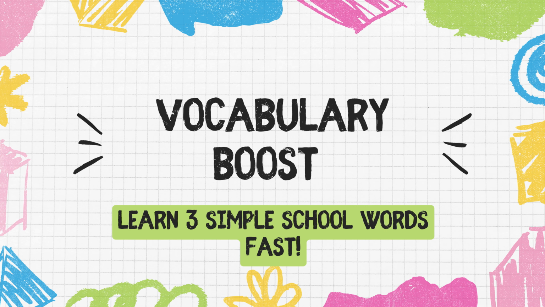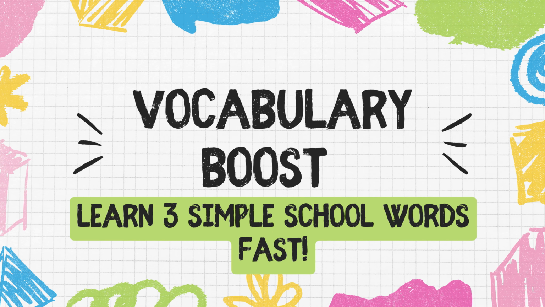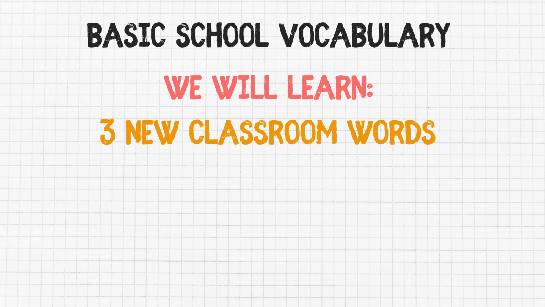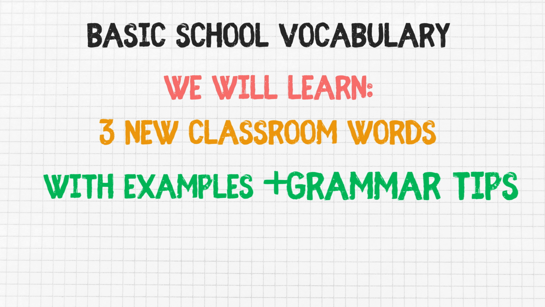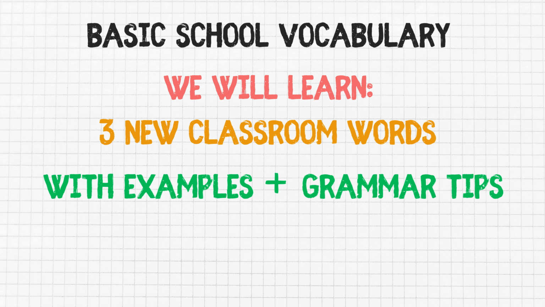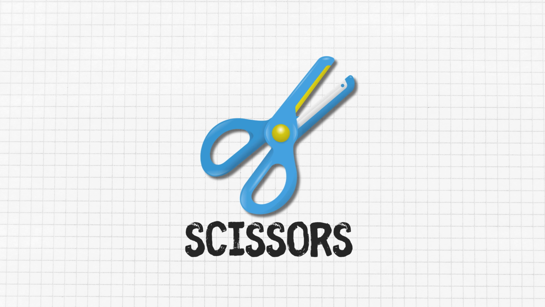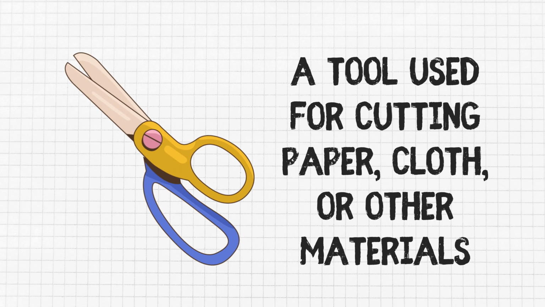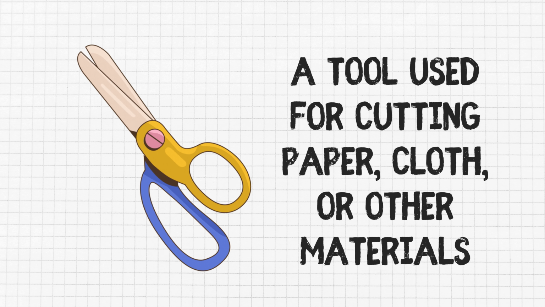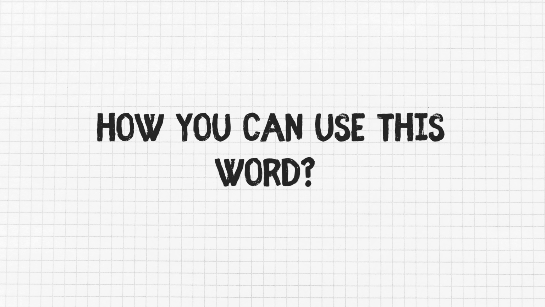Welcome back. In today's lesson, we'll explore some useful classroom vocabulary, learn how to use these words naturally in sentences, and I'll also share a few helpful grammar tips. Our first word is scissors. Scissors are a tool used to cut paper, cloth, or other materials. Here's how you can use this word.